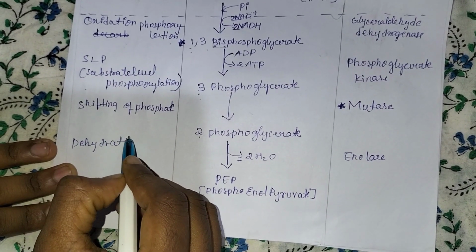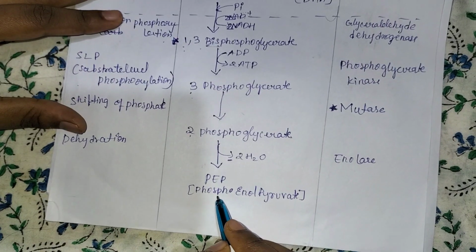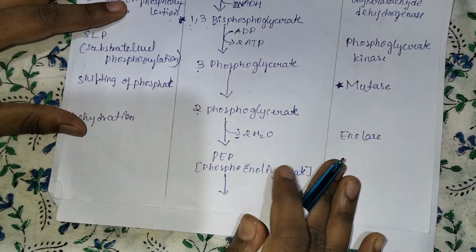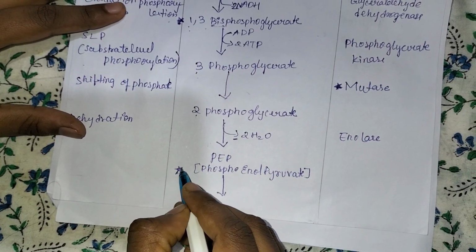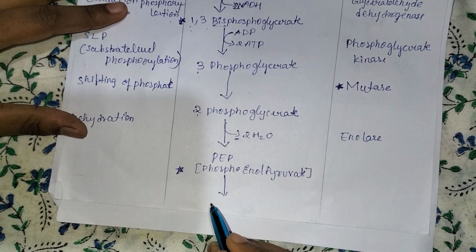Okay, next friends, this last one, the 10th step, an important step: phosphoenolpyruvate, PEP, is converted into pyruvate.